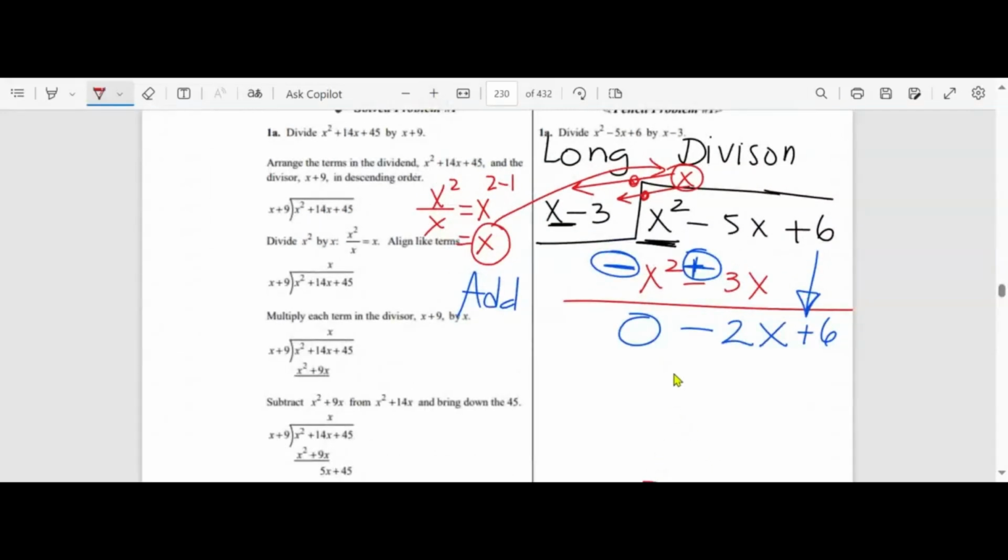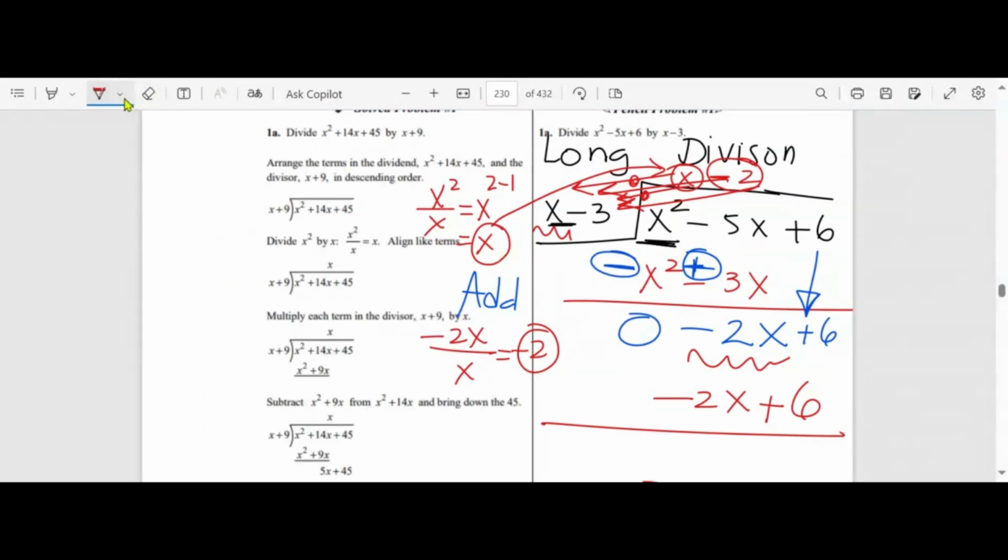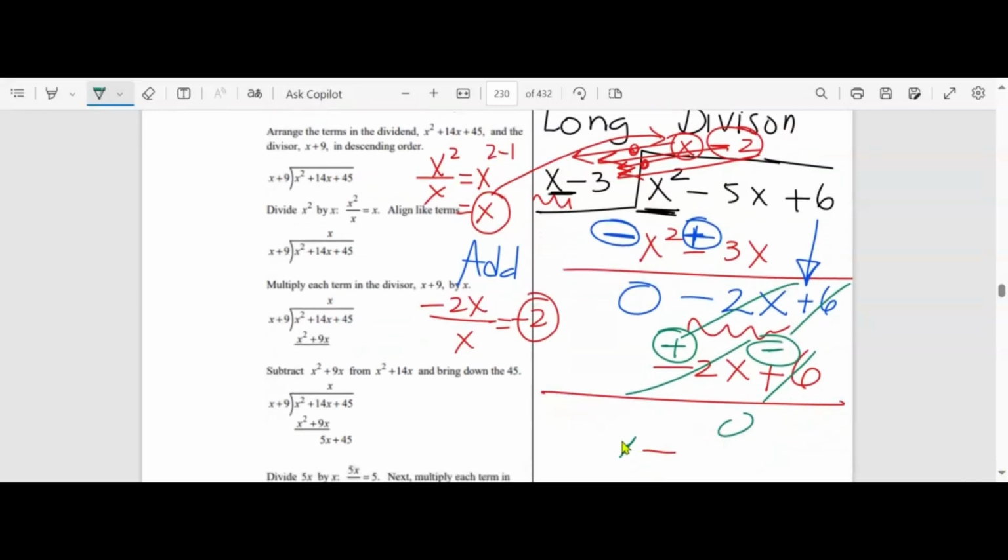Now after this, what do you do? Now you take the first term, divide by first term. So negative 2x divided by what? X. What do you get? Minus 2. Where do you put the minus 2? Top. And then you multiply 2 times. Minus 2x, minus 2x, plus 6. Then same thing, we have to change the sign. What's the sign now? Plus. Easy as easy. Cancel, cancel, cancel, cancel. You get 0. So what's your final answer? X minus what? X minus 2. That's your answer.